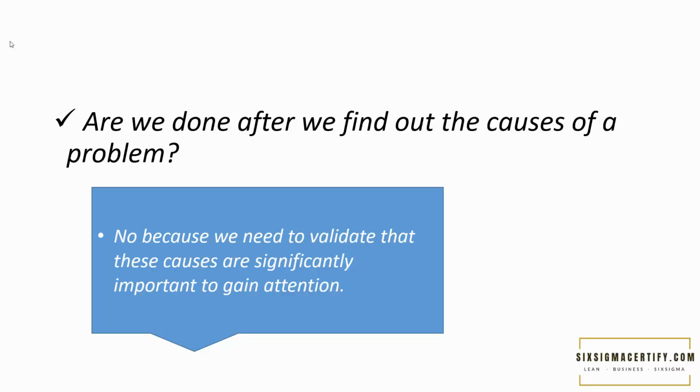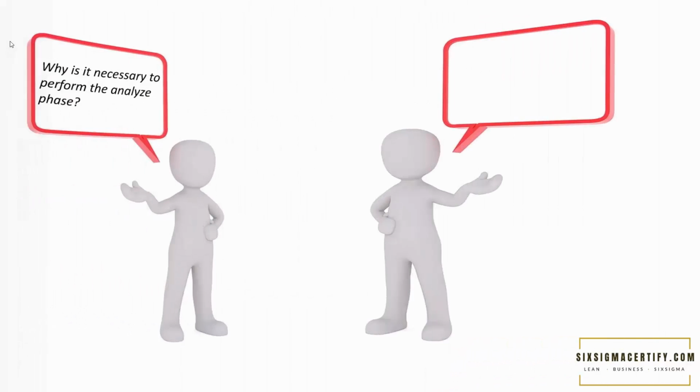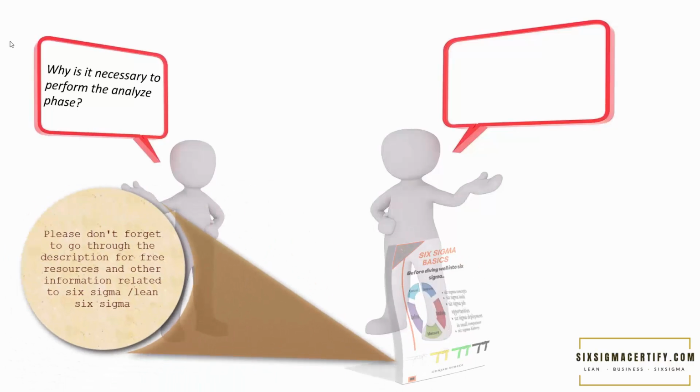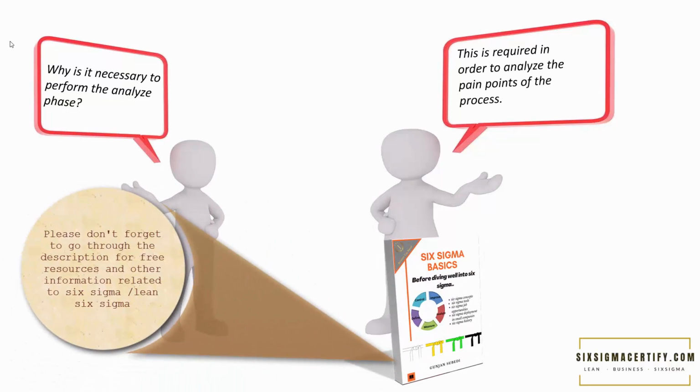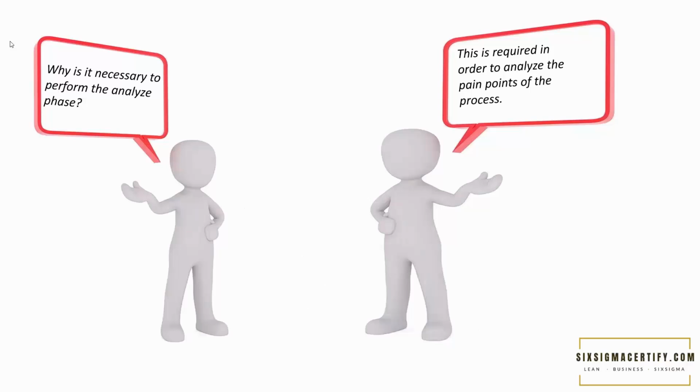And if we have enough time and resources to solve every cause of the problem, that will be even better. But the causes which are most significant are the ones which are responsible for most of the waste and defects in the Six Sigma project. Why is it necessary to go through the analyze phase? Because we have to analyze the pain points of the process. So analyze phase basically looks at the pain points. That means those points which are responsible for the defects or which are responsible for any non-value added steps if we are talking about the lean process.